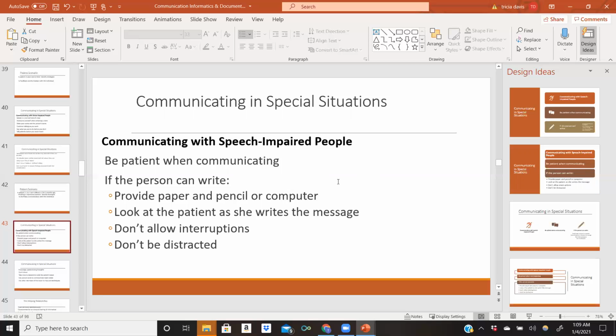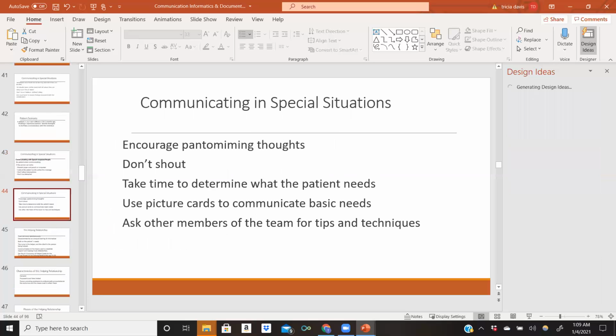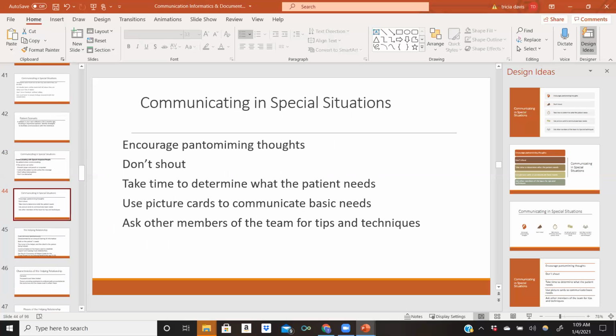Don't allow any interruptions, and don't allow her to be distracted. They need to focus on communicating. That's very important, because they get overwhelmed if they feel like they can't do something in a timely manner, and it can be very frustrating. So we said that we can encourage patients to put their thoughts in writing, and make sure that you're not shouting at the patient.